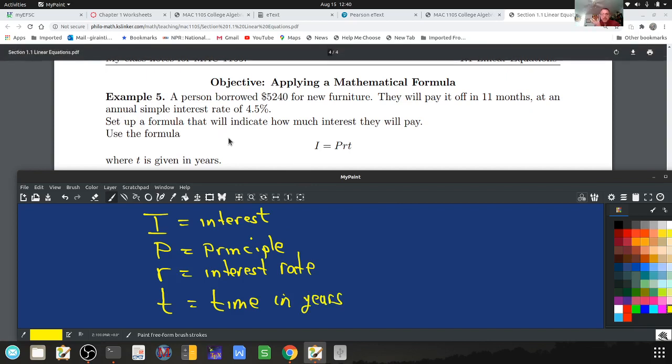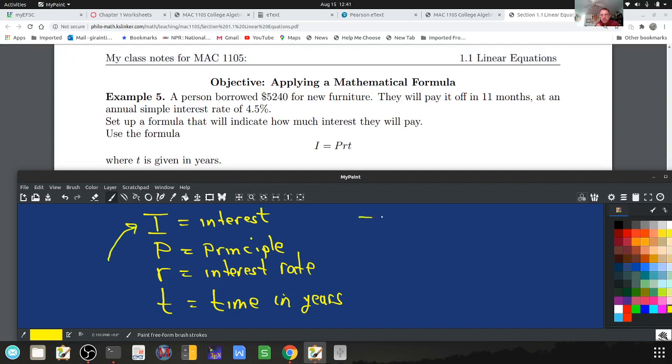So we're going to set up a formula that will indicate how much interest they will pay. So my unknown is interest. That's how much I'm going to pay. My principal, how much I paid down, or borrowed in this case, is $5,240. My interest rate is 4.5%. So 4.5% is not a number. How do we change it to a number? We write 4.5 divided by 100.